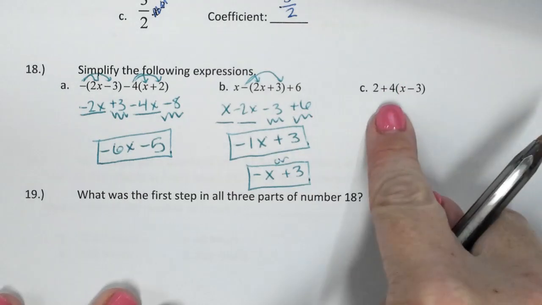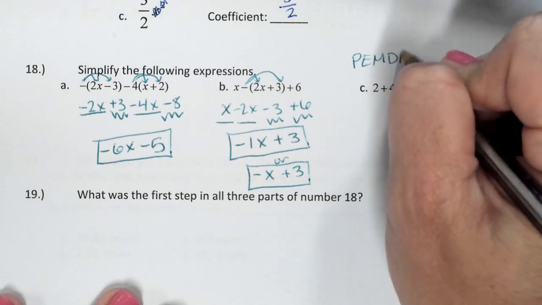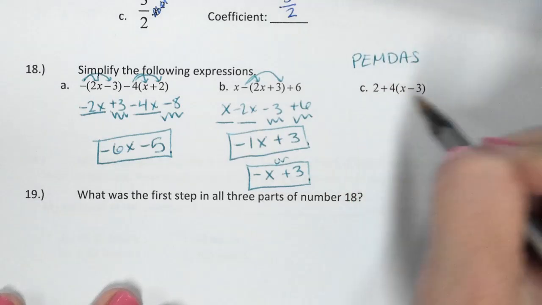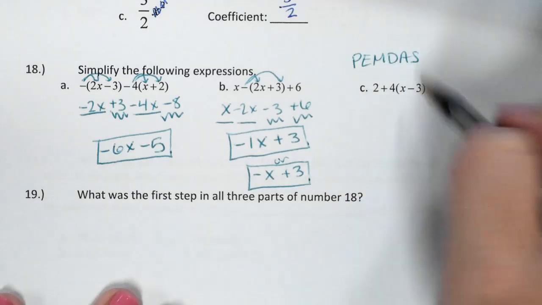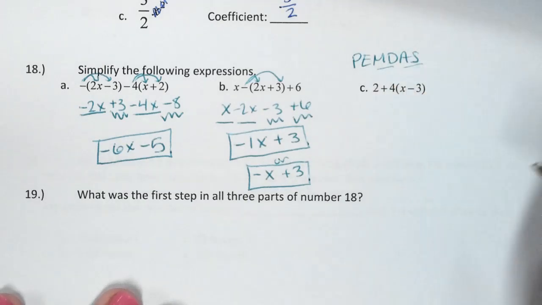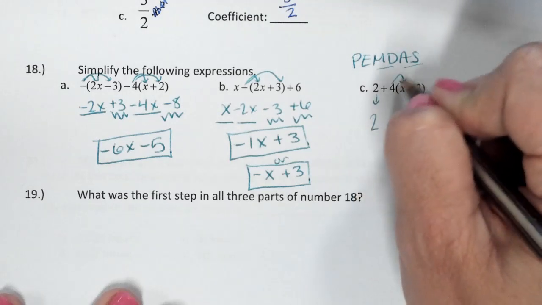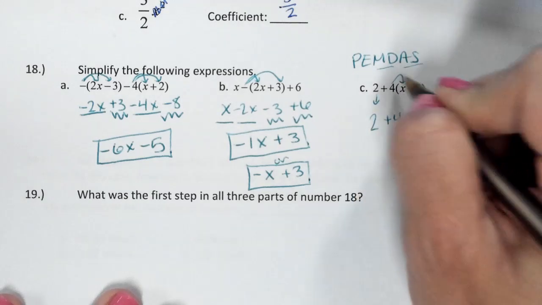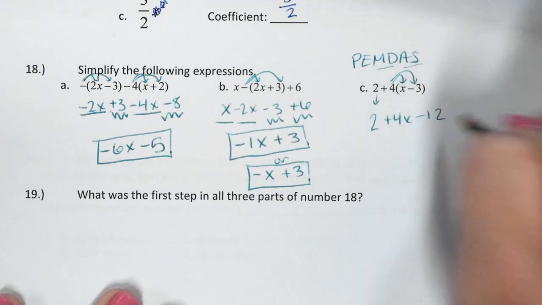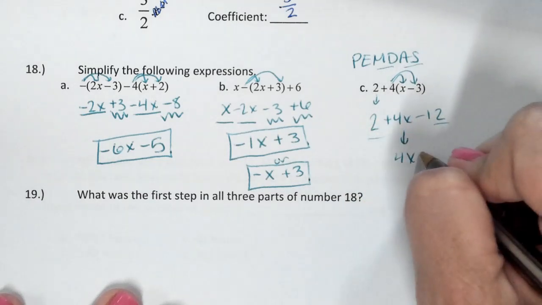So here, same concept. Now remember, don't forget PEMDAS, parentheses, nothing inside simplifies, exponents, there are none. Multiply, divide before you add or subtract. So do not do 2 plus 4 first. You have to distribute. So I'm going to bring down the 2. 4 times x is positive 4x. 4 times negative 3 is negative 12. 4x didn't have a like term. 2 minus 12 is negative 10.